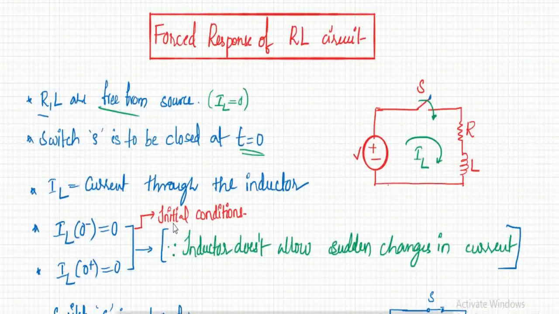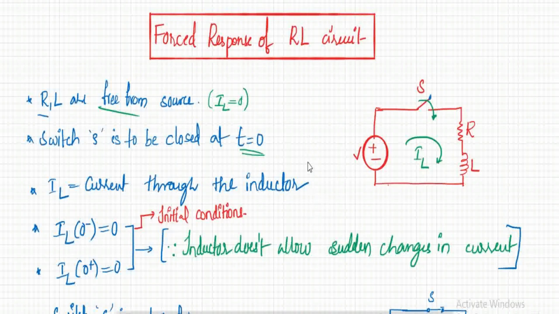Just after switching S onto the RL circuit, there will be a transient period for some time, and after that the circuit will attain steady state. IL will vary from 0 to some value exponentially, then it will attain a steady state and stay constant for a longer time. So let us see the mathematical analysis.